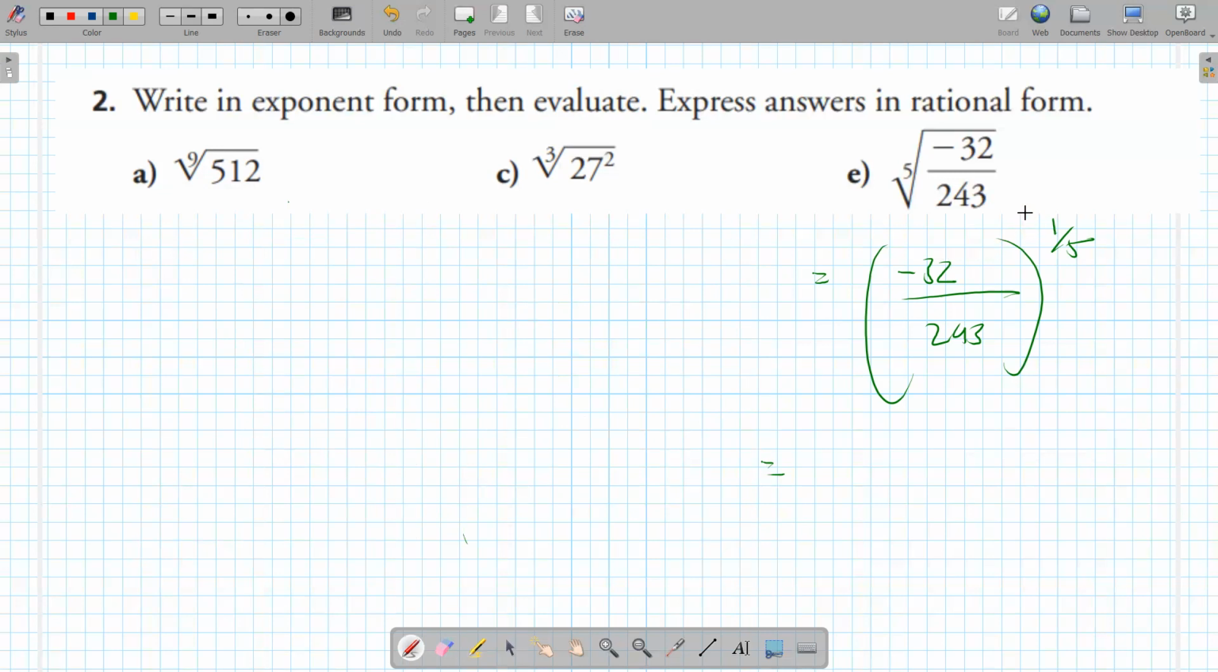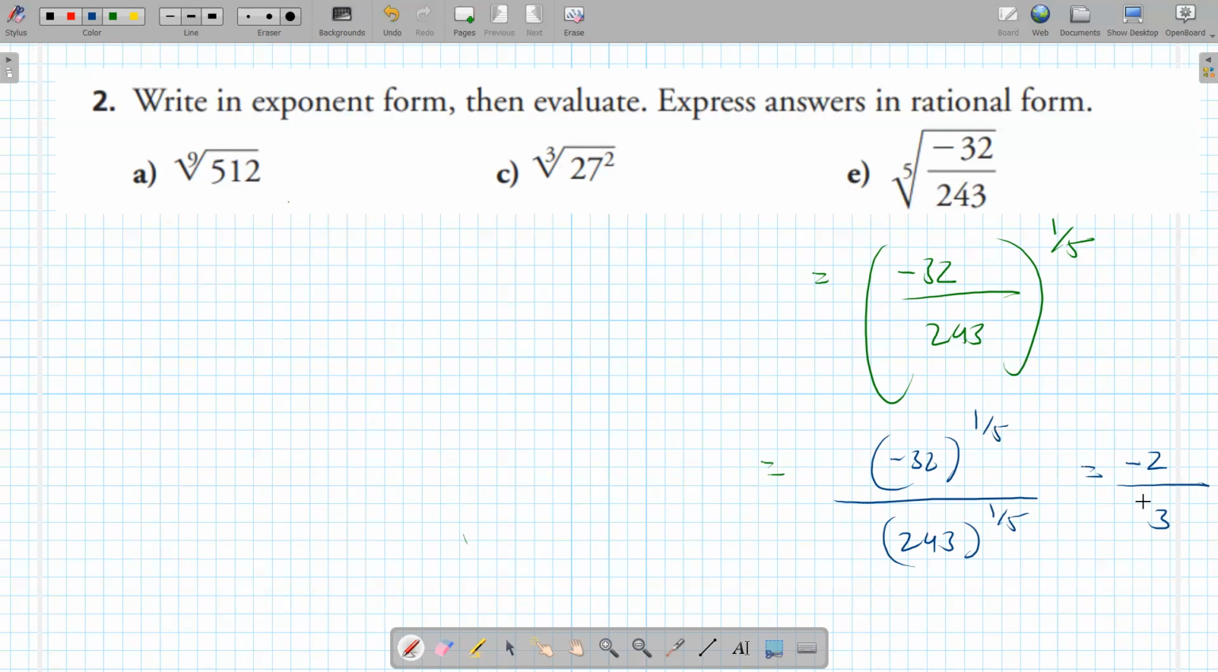What you can do is distribute the root inside. You can do -32 to the power of 1 over 5, then 243 to the power of 1 over 5. Plug this in a calculator. -32 to the power of 1 over 5 is -2. 243 to the power of 1 over 5, I think it's 3. And that's how you do that question.